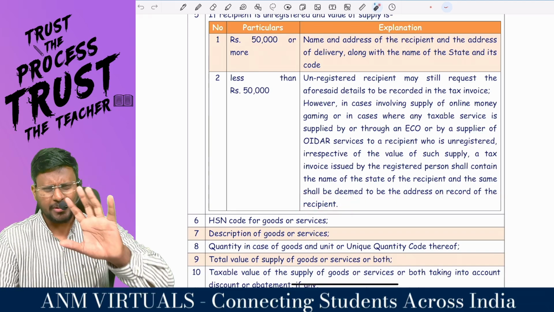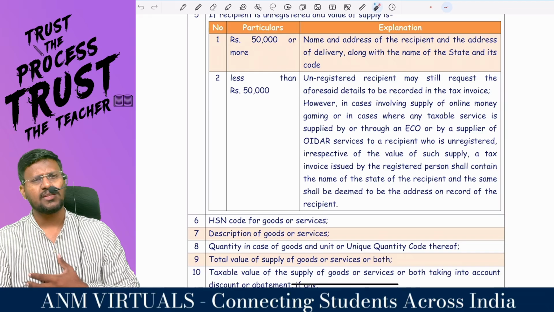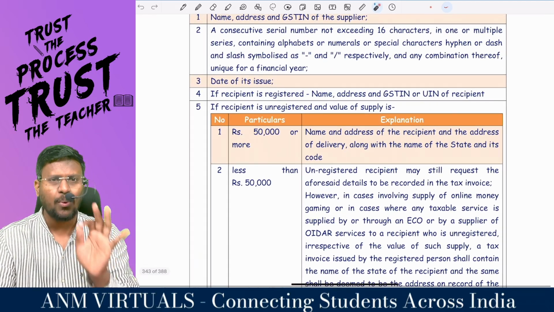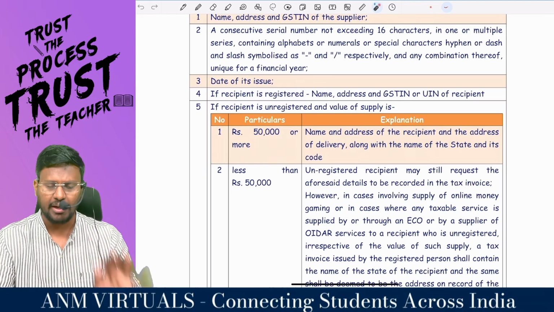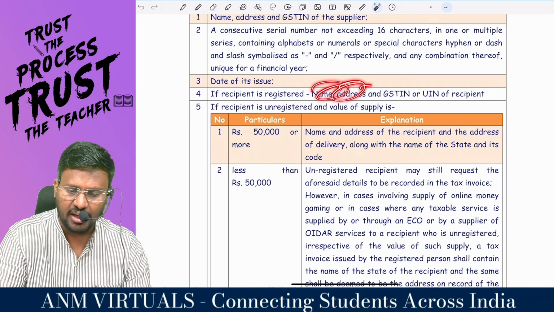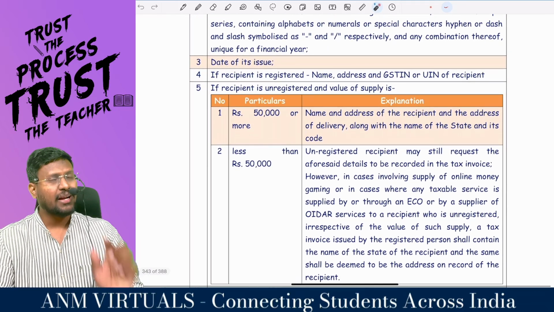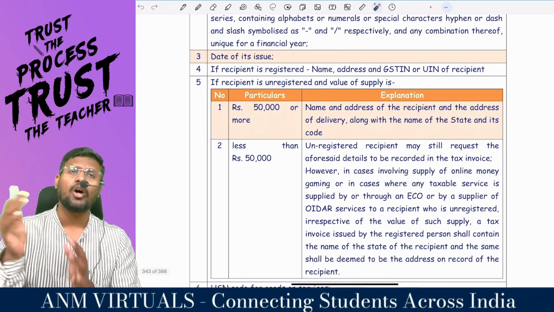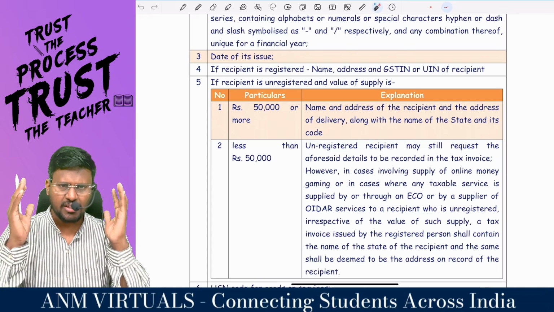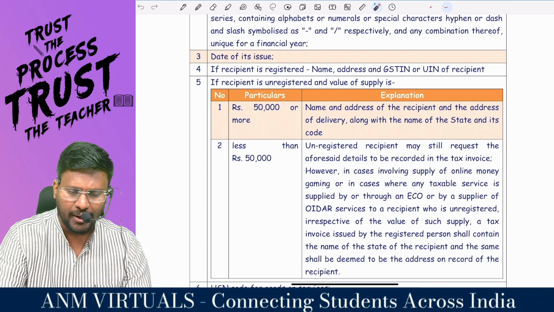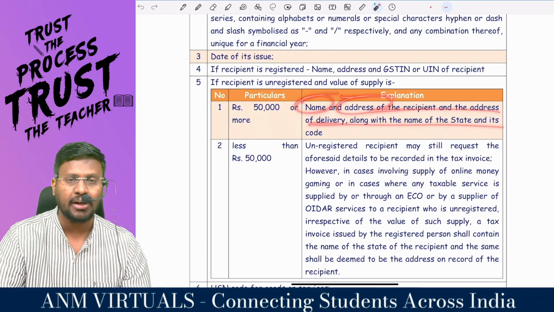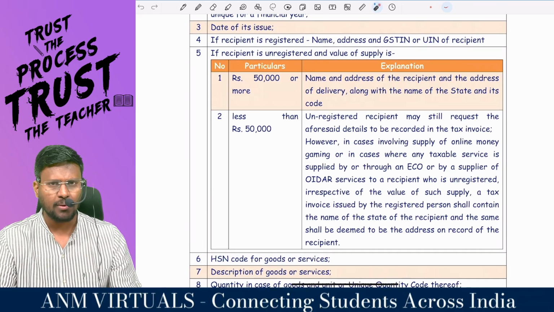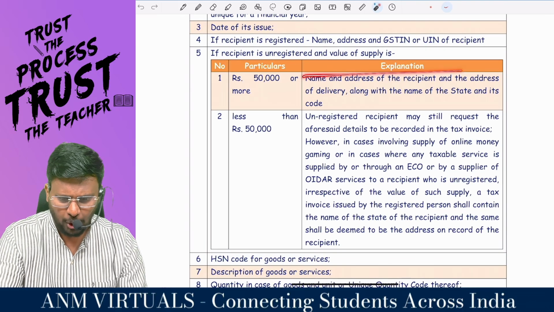That means what they are saying is, my dear lovable students, the recipient may be a registered person or an unregistered person. If the recipient is a registered person, then try to give the name, address and GSTIN or UIN. If the recipient is an unregistered person, you have to check whether the value of supply is more than 50,000. If it is more than 50,000, it is very important: then you have to provide name and address of the recipient, address of the delivery, and state and state code. But if it is less than 50,000, try to collect the same details if possible.